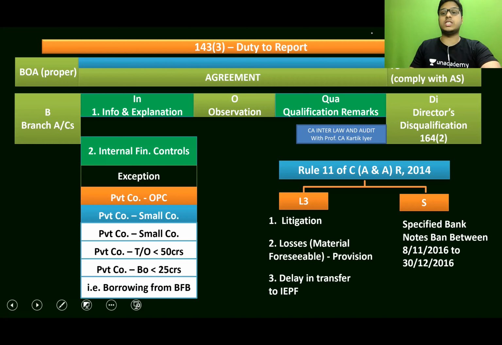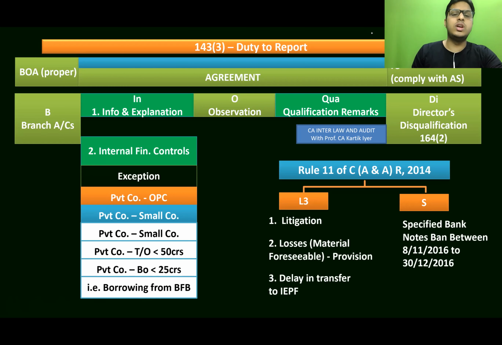Now this is in relation to section number 143 subsection number 3. Duty to report. There is one more thing, that is 143 subsection number 1. Rights of auditor, you can go through it. There are simple points in that. That is right to access the books of account, right to information and explanation. All these points are given there. 143 subsection number 1, I'll come to it very soon. But let's do 143 subsection number 3 first.